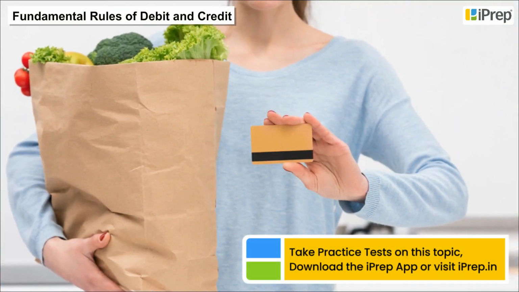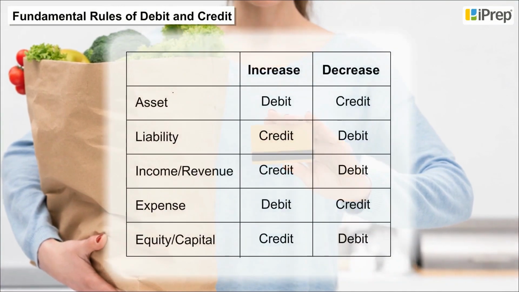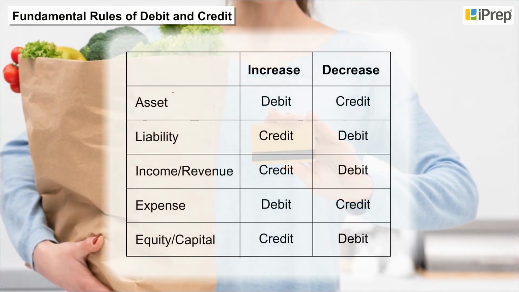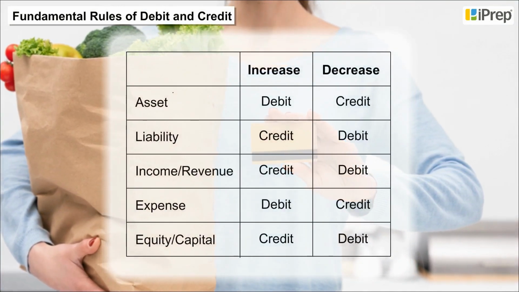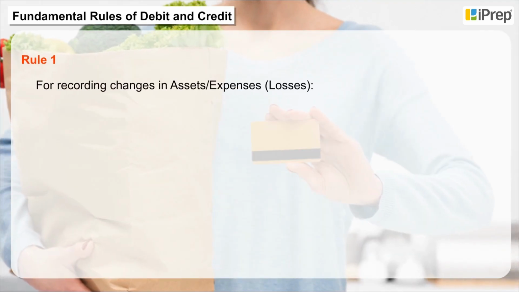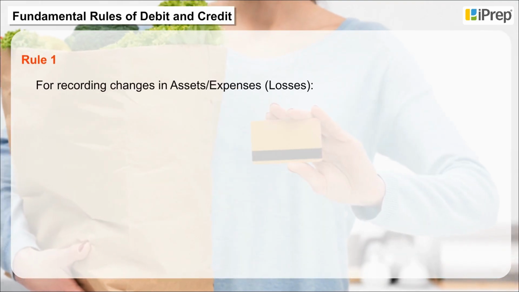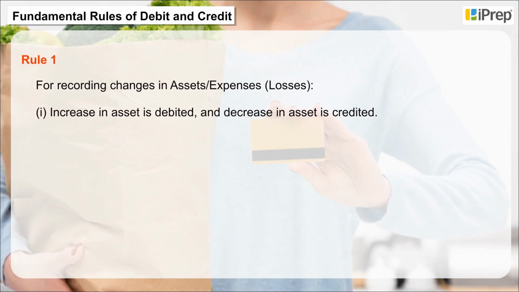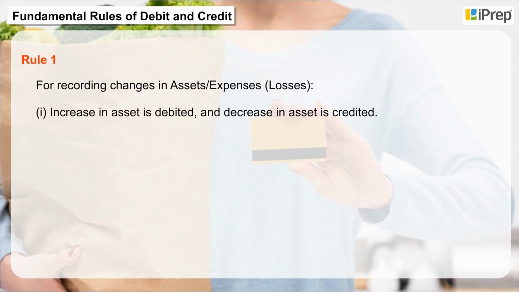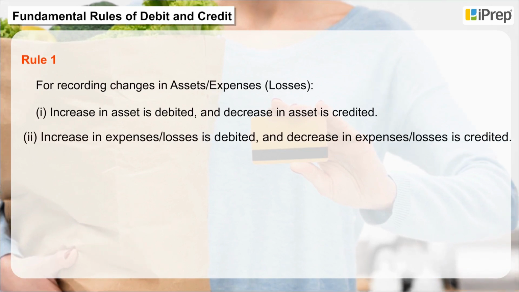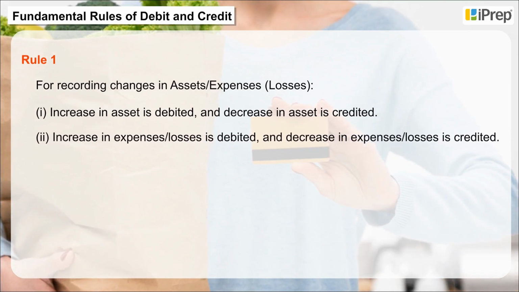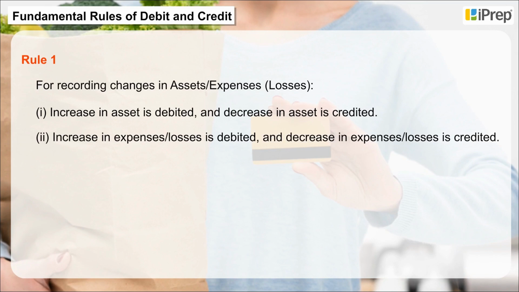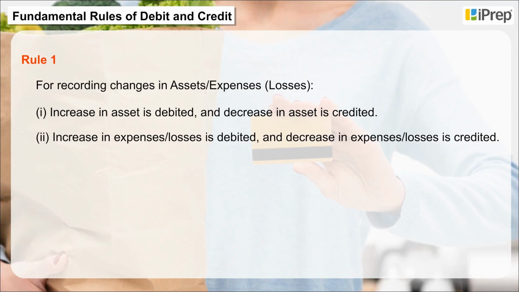Fundamental rules of debit and credit. The two fundamental rules that are followed to record the changes in these accounts are: Rule 1. For recording changes in assets or expenses or losses: 1. Increase in asset is debited and decrease in asset is credited. 2. Increase in expenses or losses is debited and decrease in expenses or losses is credited.